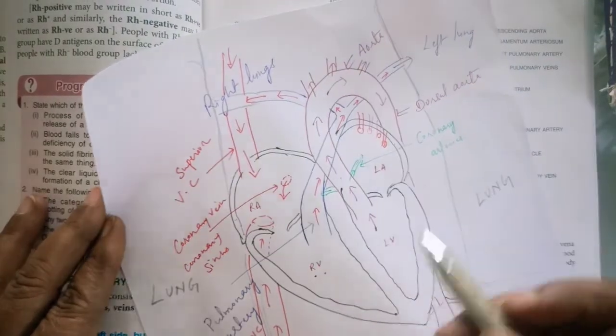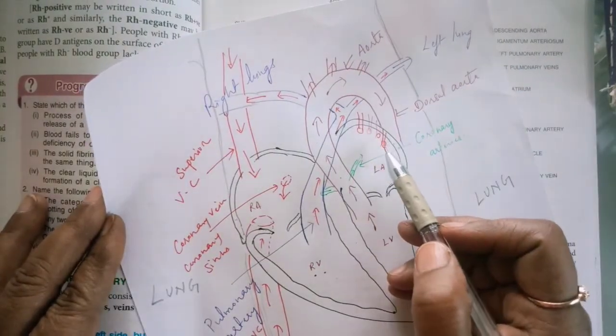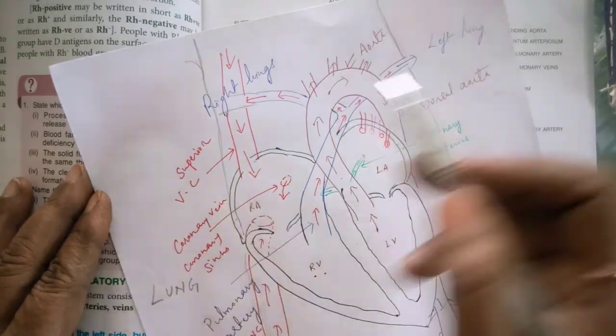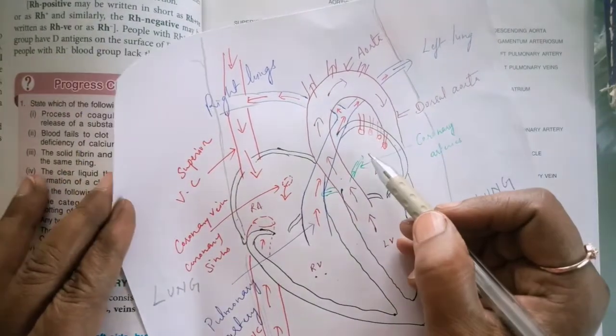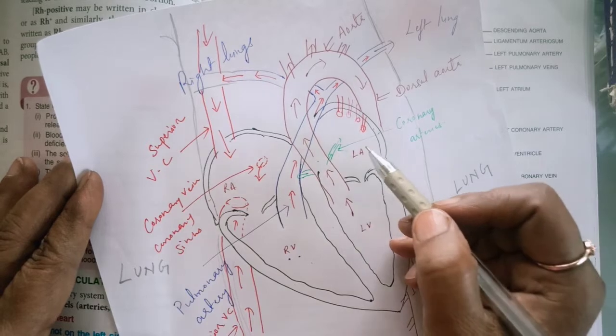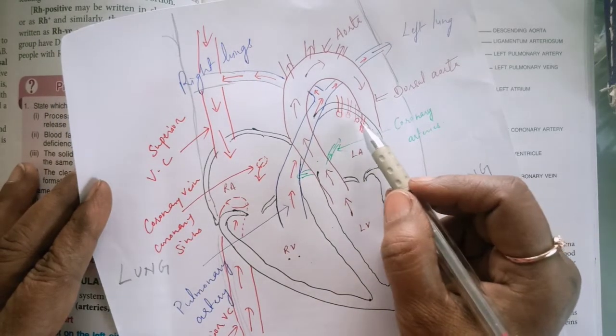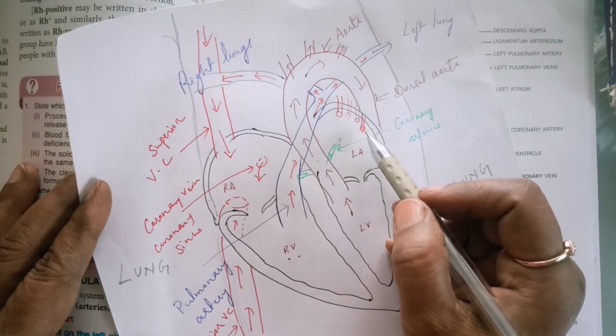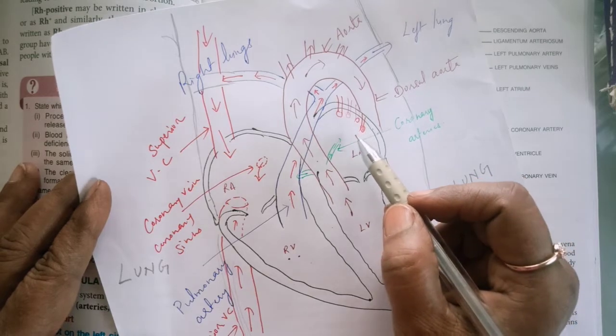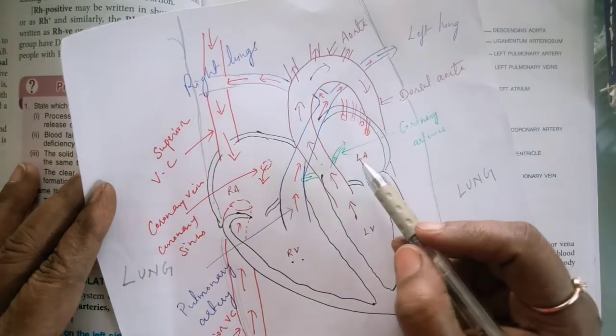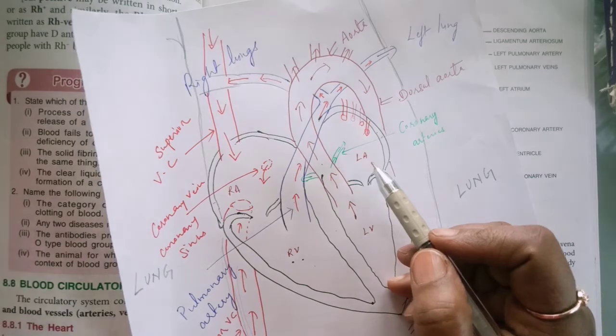All the 4 pulmonary veins, 2 from the right lung and 2 from the left lung, open in the left auricle of the heart, and these 4 pulmonary veins always bring oxygenated blood from the lungs to the left auricle of the heart.